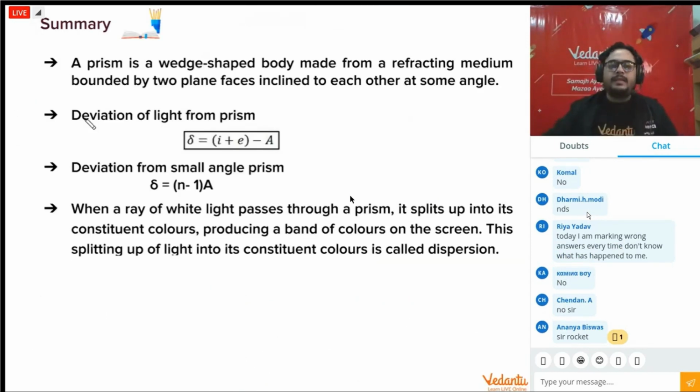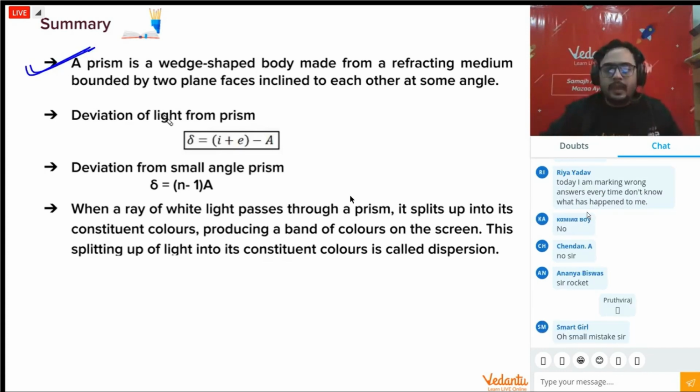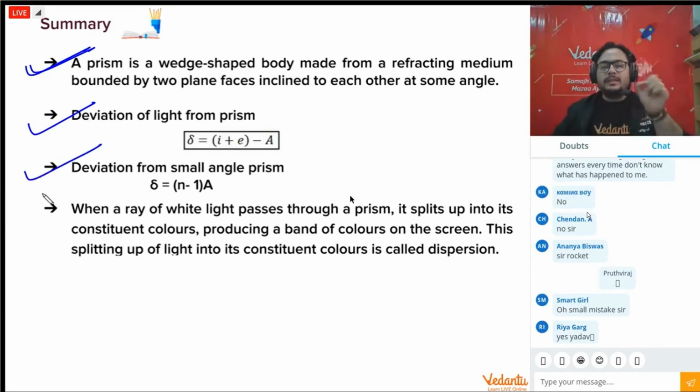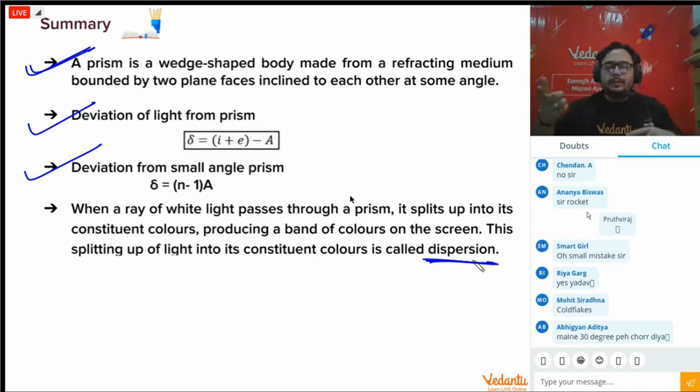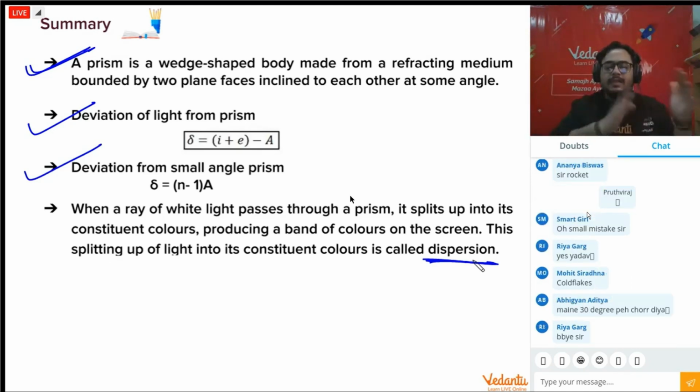So basically what we have seen mostly about prism. How is deviation calculated for a thick prism? How is deviation calculated for a thin prism? And dispersion is left, so that we will cover in another class. I will ask ma'am to reschedule the next session for ray optics only. So the next session will also be on ray optics and we will cover this and optical instruments.